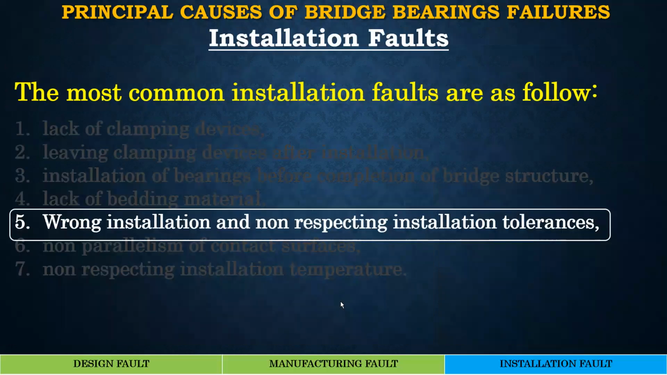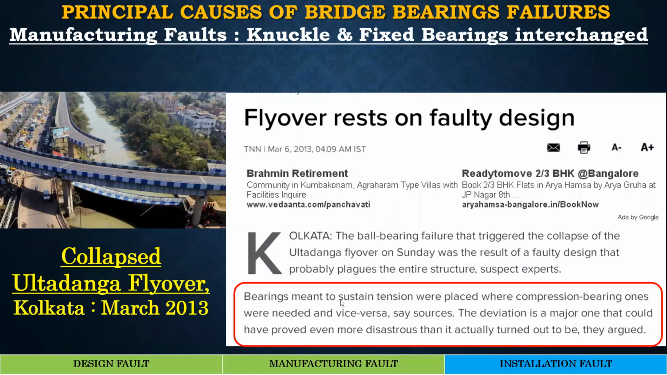Wrong installation and not respecting erection installation tolerances. I think I mentioned the Ultratanga flyover collapse earlier. This is a glaring example of interchanged bearing causing overturning.